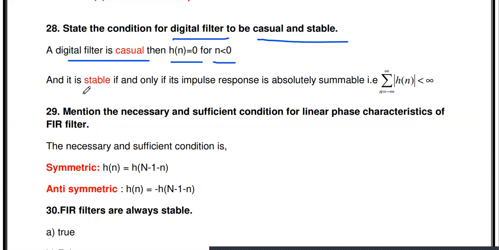Similarly, the digital filter is stable if and only if the impulse response is absolutely summable. That means the summation from n equal to minus infinity to infinity of the modulus of h of n should be less than infinity. If the filter satisfies this condition, that system is said to be stable. If one digital filter satisfies both conditions, that digital filter is said to be causal and stable.